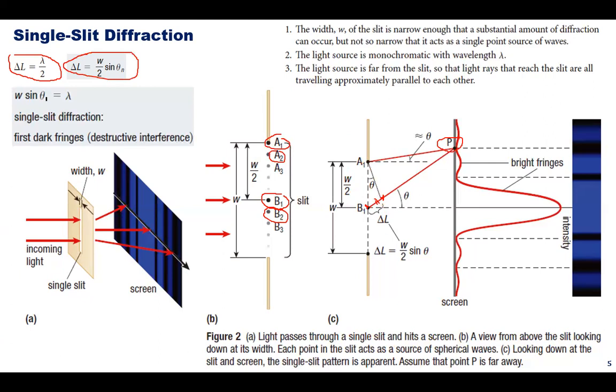On the other side, the corresponding value gives the angle of the first dark fringe to that side of the center. So the first dark fringes are thus at the angles in which we have this relationship: W times sine theta 1 equals lambda. This gives us the first dark fringes.